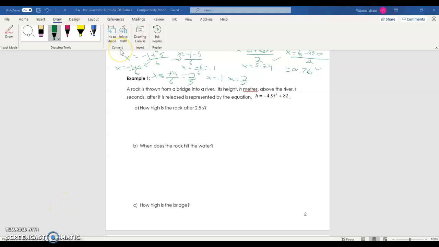This is lesson 6.4 part 2. We're going to do a few sample problems now that involve word problems.